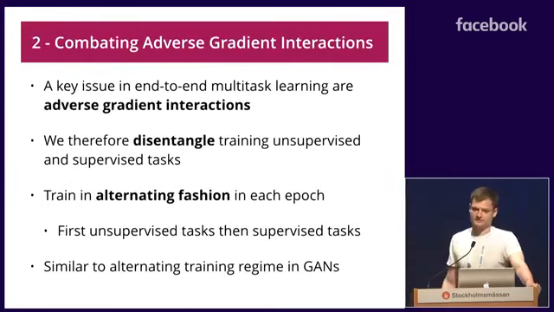And secondly, we're addressing adverse gradient interaction. This can be a problem if we're training on many, many different tasks at the same time. And basically what we do is we disentangle the training of the unsupervised auxiliary tasks and the supervised auxiliary tasks in an alternating fashion. You can imagine this is quite similar to the approach in GANs, where you're basically alternating between discriminators and generators. But in this case, it's not an adversarial game, it's actually a cooperative game. Both these tasks have the same goal, they just use different objectives.